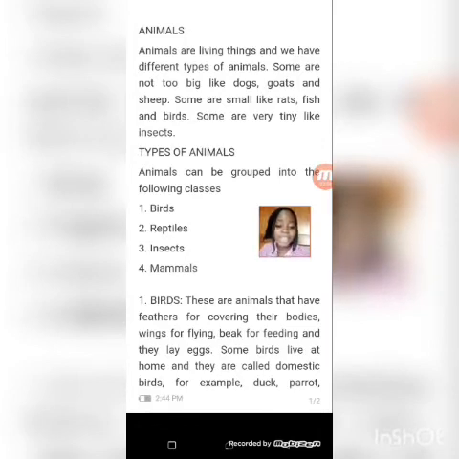Okay, they lay eggs. They sit on the eggs for a while. When they hatch, their young ones come out of those eggs. Do you understand? Yes. So some birds live at home, and that's why they are called domestic birds. So birds that live at home are called domestic birds.